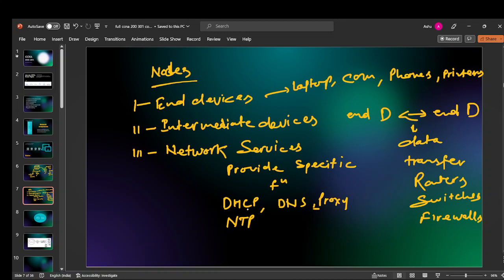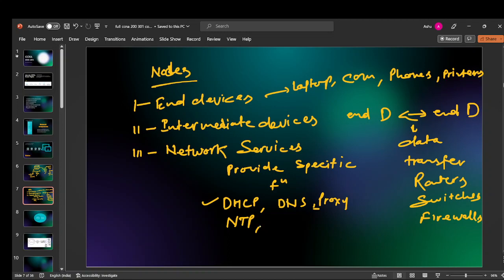And the DHCP server provides the facility, because nobody can provide IP addresses dynamically. To provide IP addresses dynamically, we use DHCP. And to resolve the problem between IP addresses and domain names, we use DNS services, and network time protocol. So there are many services which are very useful. These come under network services, which are also known as nodes.